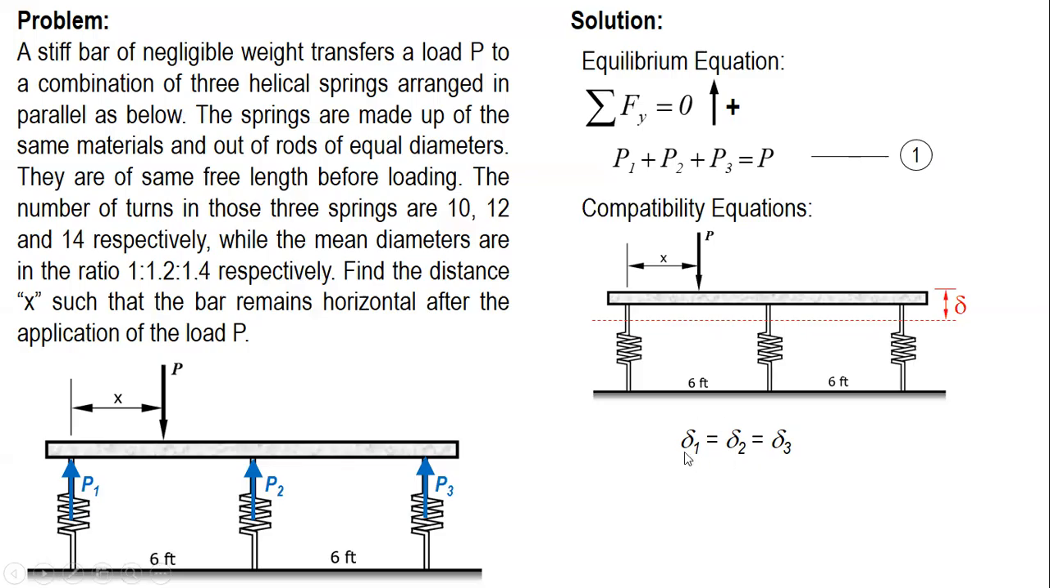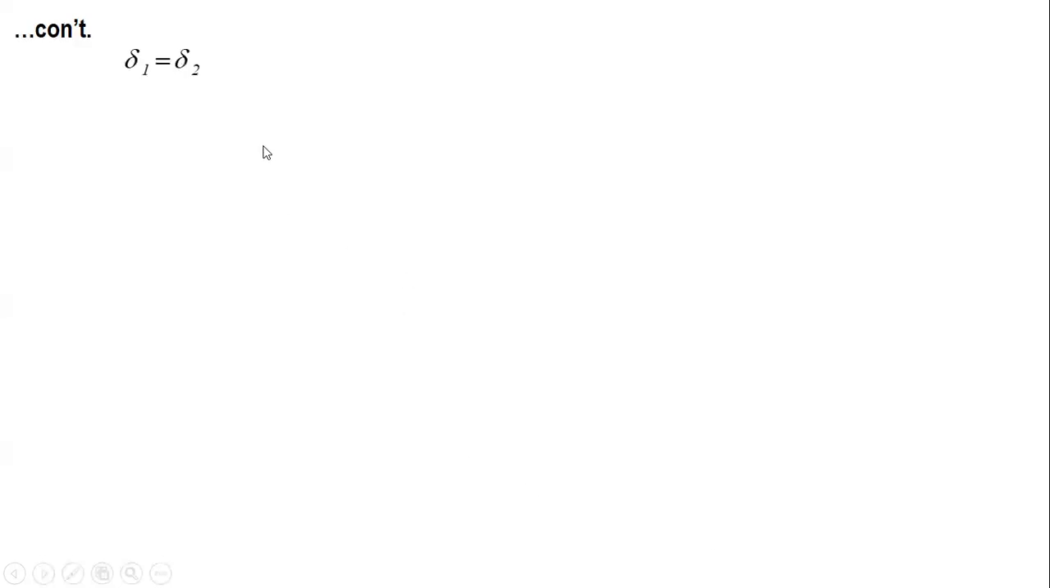Okay, from here, we will equate 1 and 2. So delta 1 equals delta 2. The other one is delta 1 equals delta 3 or delta 2 equals delta 3. So that we will have 3 equations. Okay. So let's consider this equation. Delta 1 equals delta 2. So we'll compare the expression of delta for spring 1 and spring number 2.